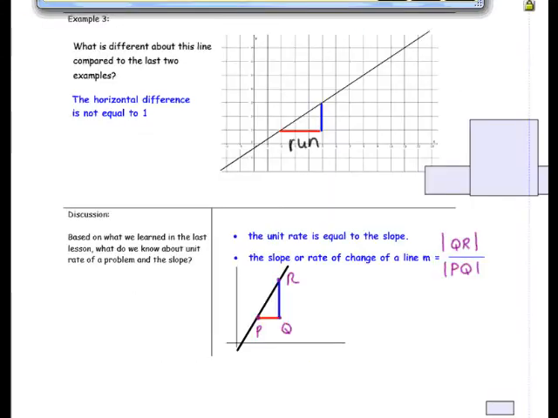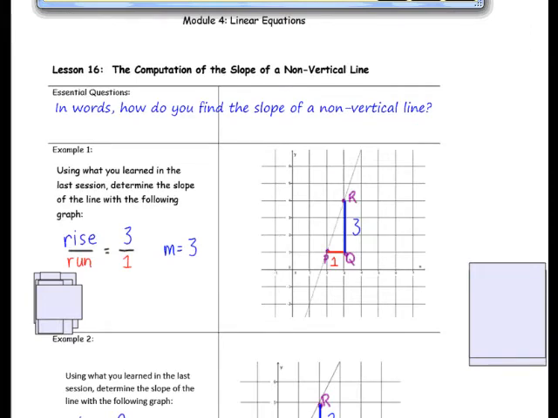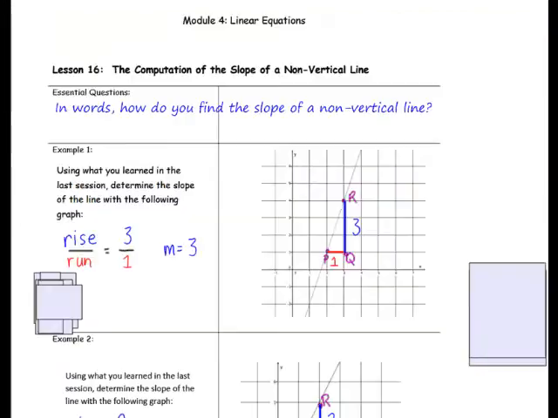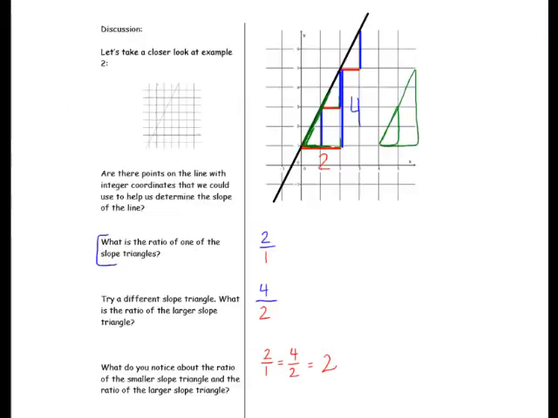So this goes back to the essential question, or rather the goals for our lesson, and that fulfills this first objective. Students use similar triangles to explain why the slope m is the same between any two distinct points on a non-vertical line. So we have answered the first part of our lesson.